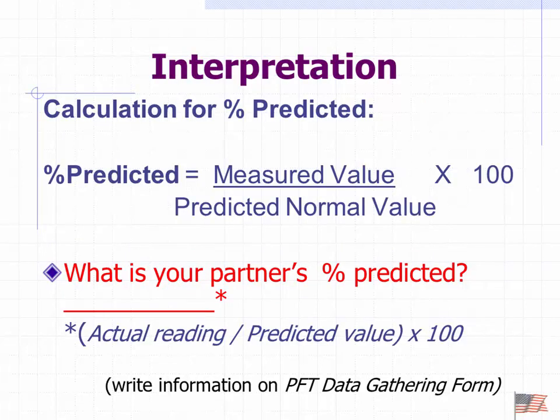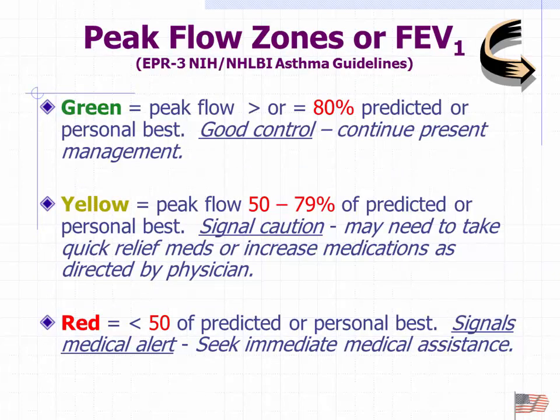We can then go ahead and calculate the percent predicted. Remember, the measured value divided by the predicted value times 100 will get us what the percent predicted is. One of the things that the EPR3 did, remember that's the group that got together to give us guidance on how to treat patients with bronchial asthma, is they recommend using an upside down traffic light method to evaluate the patient.